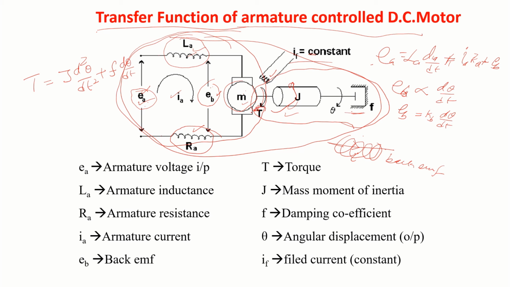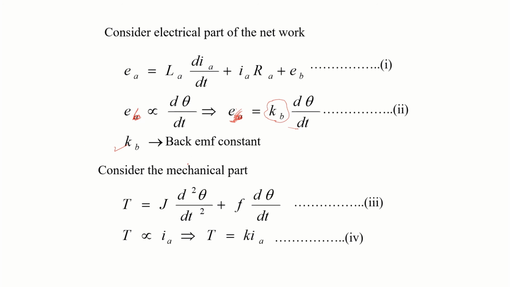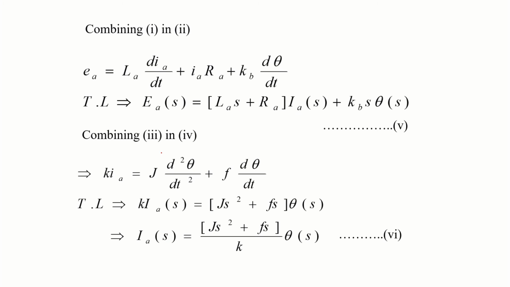Now torque depends on armature current. So I can say torque is directly proportional to IA, or torque is equal to K IA. This is another constant which relates torque and armature current. Thus I have got the four equations: J d square theta by dt square plus F dtheta by dt equals T, and T is equal to K IA. So let me list out all the four equations.